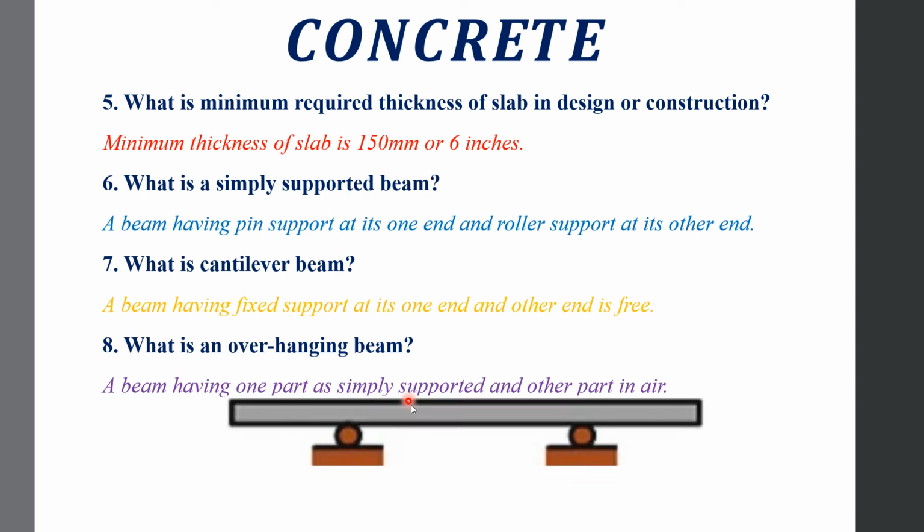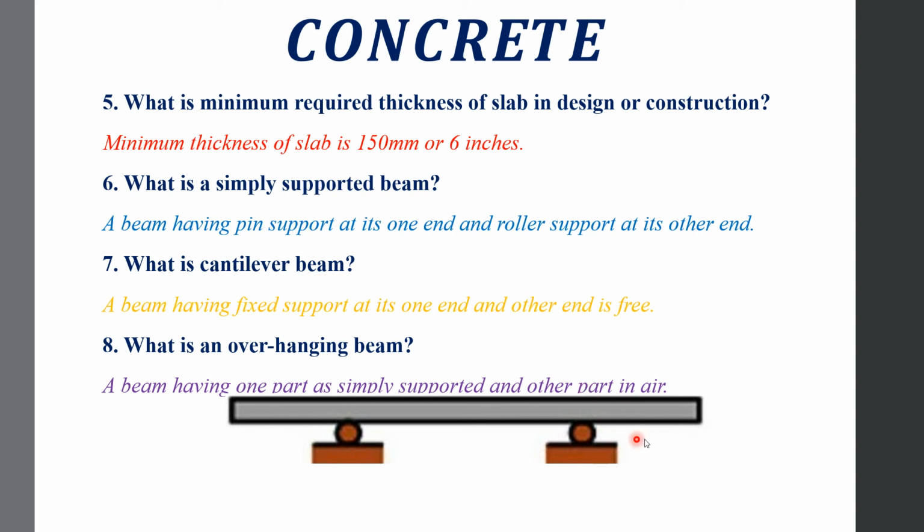So simply we can see this is a roller support, this is a roller support, this part or this span of the beam is in air, and also this part of the beam is in air. So this is a doubly overhanging beam. It is overhanging from two sides. Simply, if this was overhanging in only one direction, then this would simply be an overhanging beam.